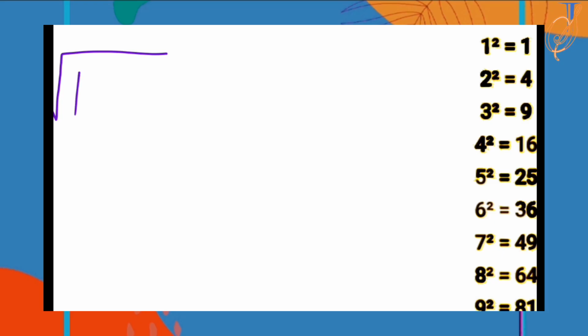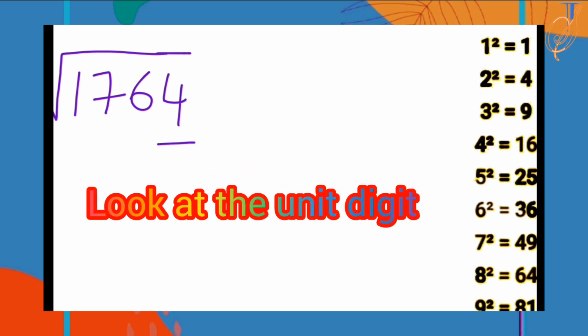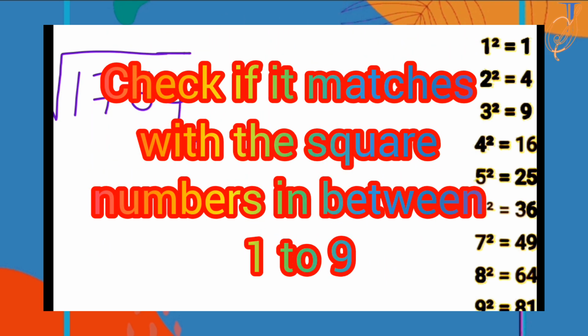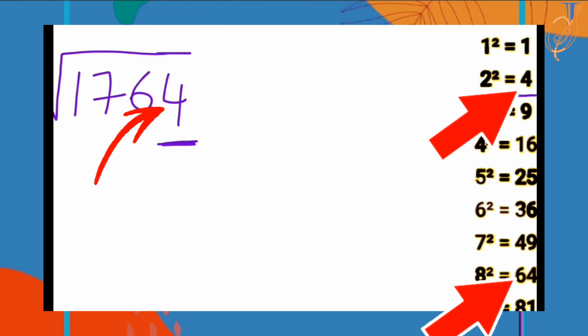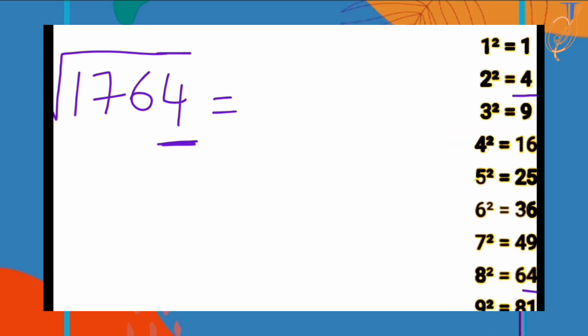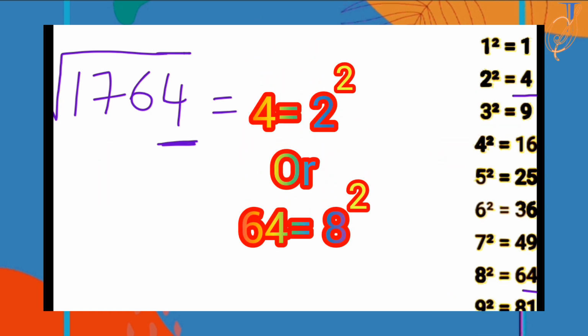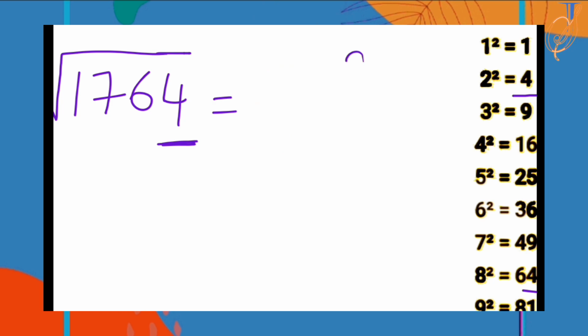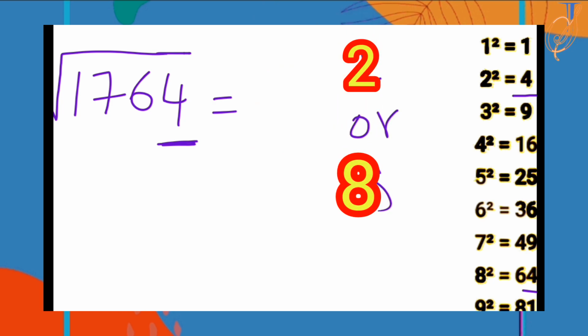Square root of 1764. To find the square root of this perfect square, look at the unit digit, which is 4 here. Check if it matches with the square numbers of 1 to 9. Yes, it matches. The 4 is the square of 2 and also the square of 8. So your unit digit will be either 2 or 8.